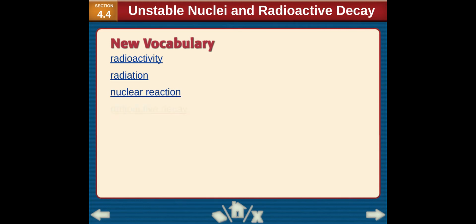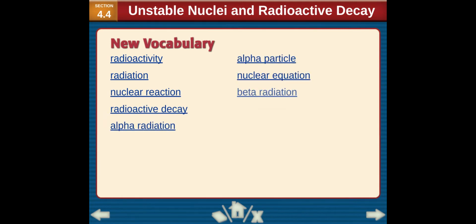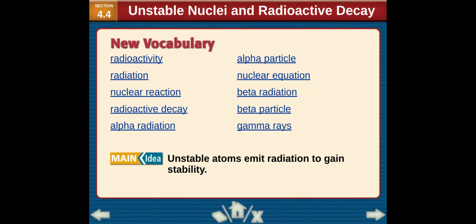We'll have some new vocabulary. And the main idea of this section is that unstable atoms emit radiation to gain stability.